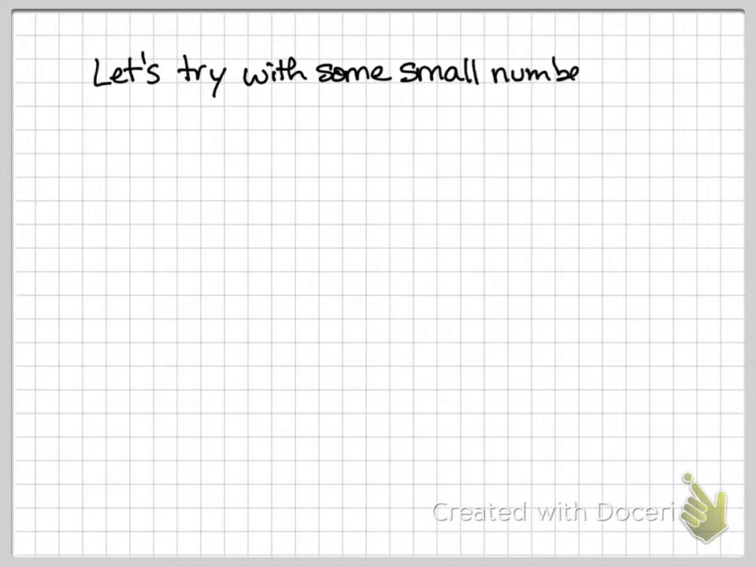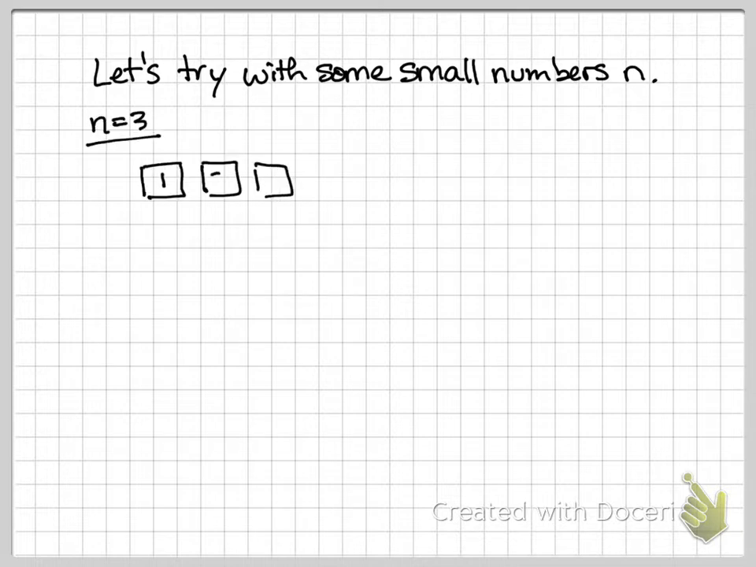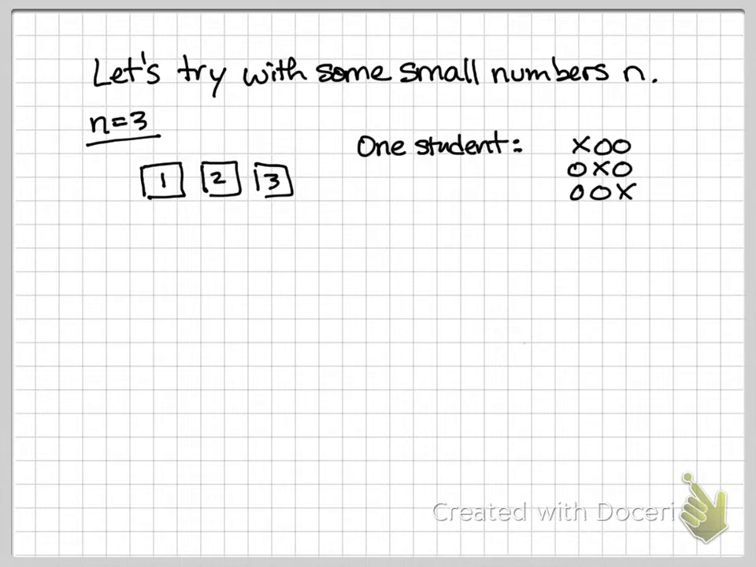This kind of combinatorics problem is often solved by starting with a small value of n. So I'll let n stand for the number of desks, and let's start with n equals 3. So I've got my 3 desks, and if there's just one student, that student could sit at the first desk, at the second desk, or at the third desk. I'll show this with diagrams where a student sitting at the first desk is designated as XOO, second desk OXO, and so on.